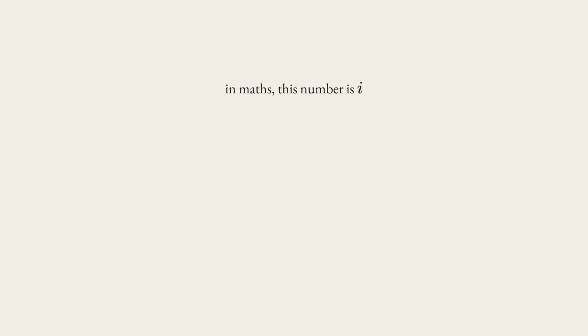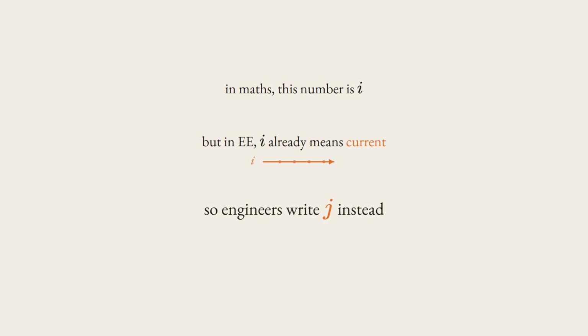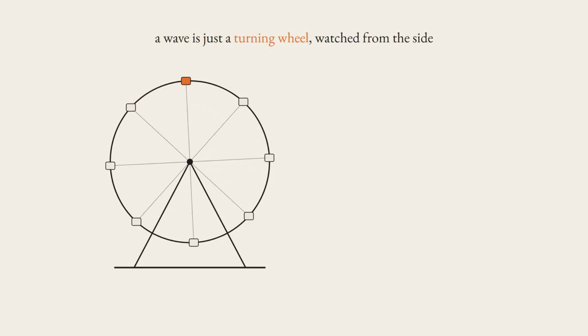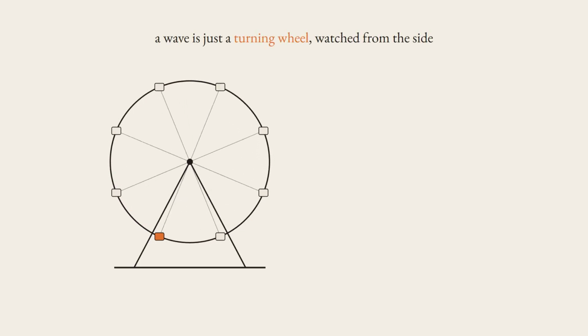One quick note before we go on. In pure mathematics, this number is written with the letter I, but in electrical engineering, I already stands for current. So, to keep the two apart, engineers simply write J instead. Same number, different letter. Now, here is the real question. Why would an engineer ever care about a number that turns?